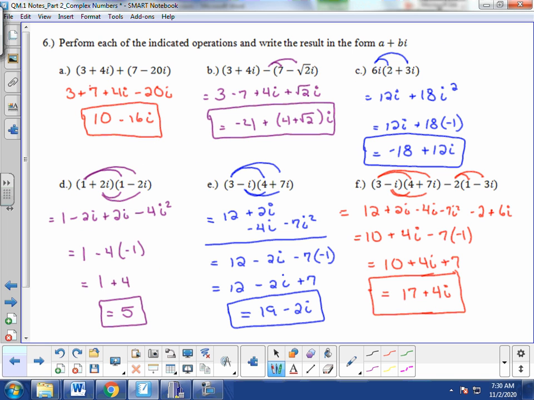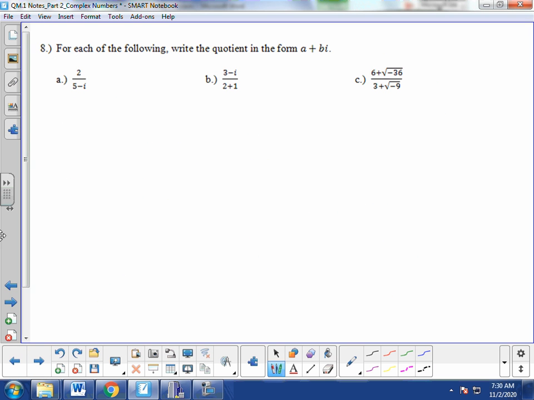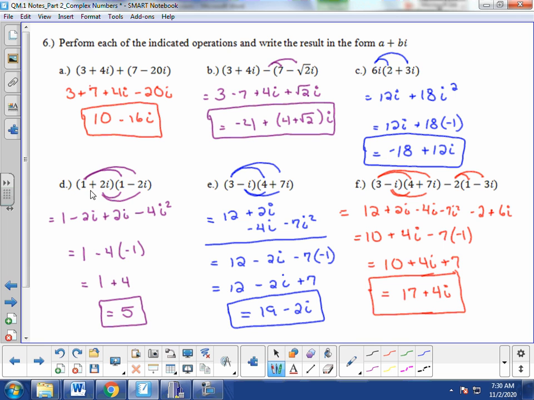Now, what I want to look back at is 6D. Notice in 6D, we had multiplication. And when we multiplied, we came up with a real number. So if everything simplified, all the imaginary numbers disappeared, we were left with just a real number. We can actually make that happen and use that concept here in problem 8. So notice in the multiplication, the two complex numbers were exactly the same, except one was the addition of the two terms, and one was the subtraction of the two terms.